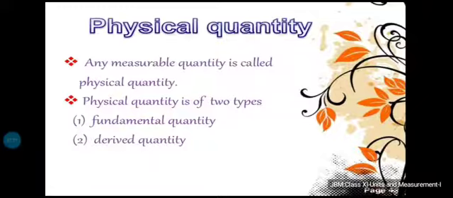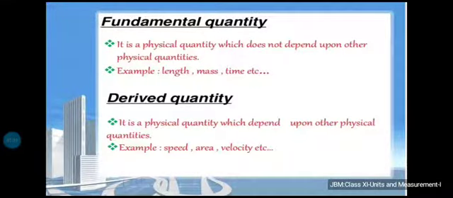Physical quantity is of two types, fundamental quantity and derived quantity. Let us define these two. Fundamental quantity, it is a physical quantity which does not depend upon other physical quantities. For example, length, mass, time, etc. So what is a derived quantity? It is a physical quantity which depends upon other physical quantities. For example, speed.